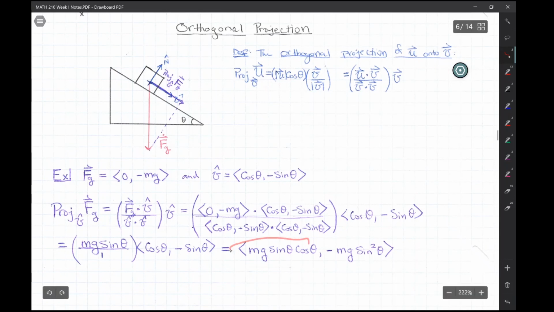So this is the shadow. This vector here has a magnitude of the shadow that the force of gravity would leave if you shine a light this way towards the plane. The force vector would leave a shadow of length mg sine theta, and it would point along v hat. So this is what this vector is there.